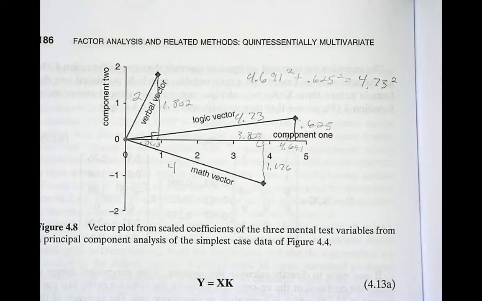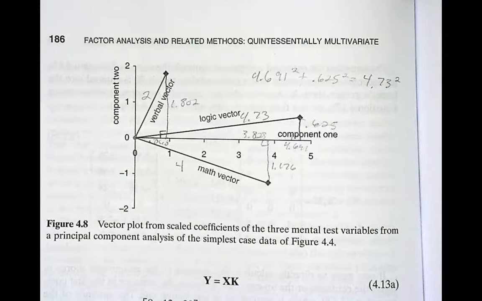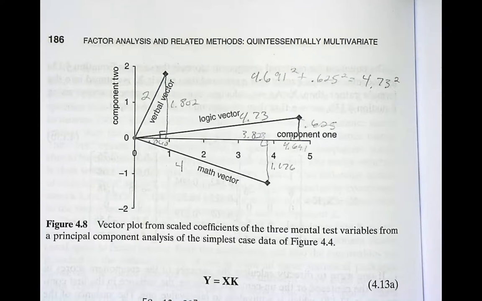So that's just a simple explanation of how we got figure 4.8, the vector plot from the scaled coefficients of the three mental test variables, verbal, math, and logic, from a principal components analysis.